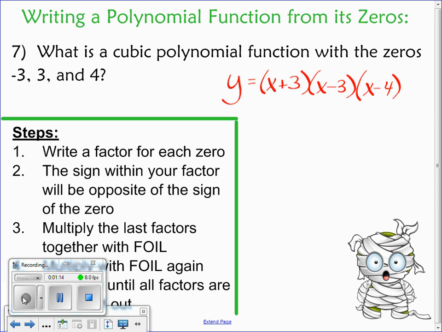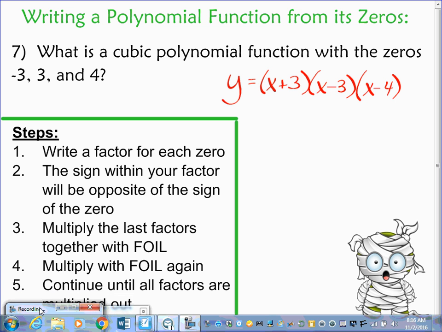All right. For whatever reason, a lot of students do that, and they're like, yep, done. You're not done. That's part of it, but we're not done. So then you need to multiply the factors together with FOIL. I hate that word, but I know you guys know what it means. And then you'll just continue doing that through your problem until everything's multiplied.